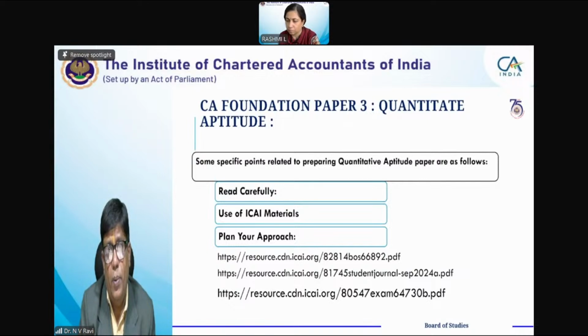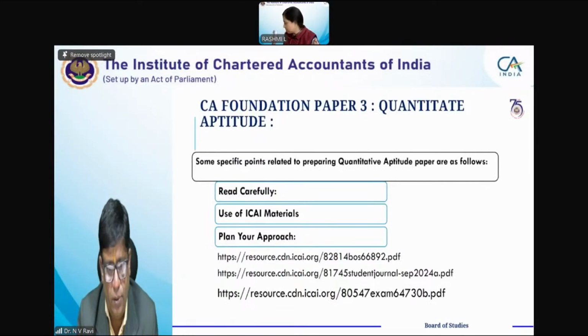Recently, if you look at the Students Journal of the September edition and May edition, there we have given guidance about how to face the examinations of CA Foundation, Intermediate and Final. All these three levels were covered in the Students Journal, about how to face the examination.